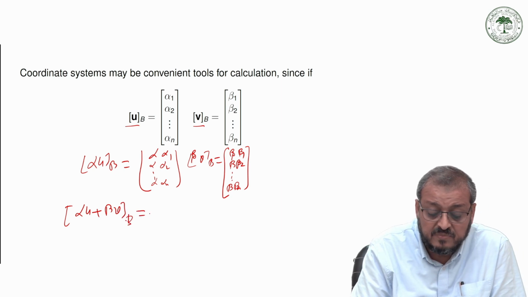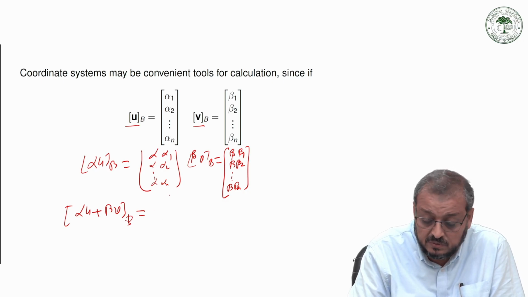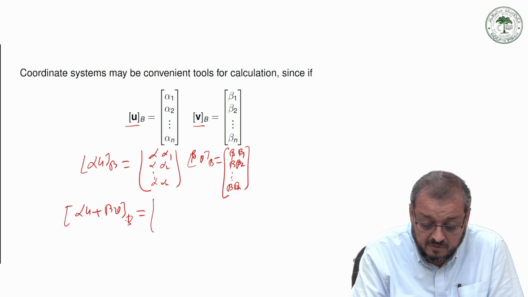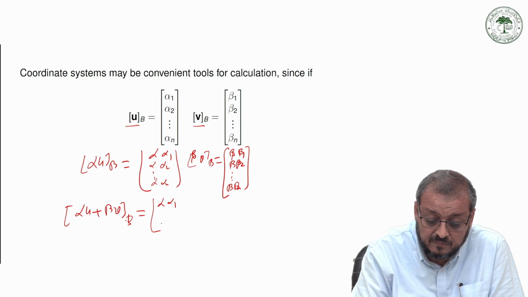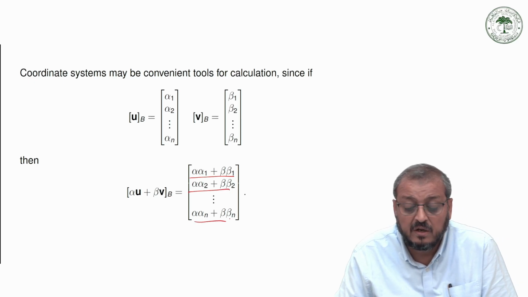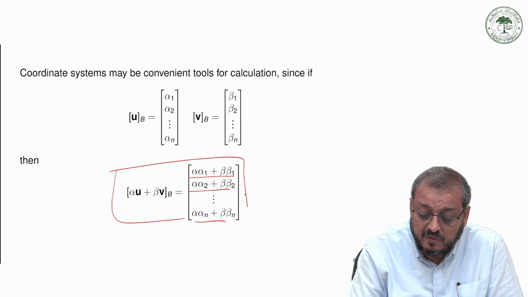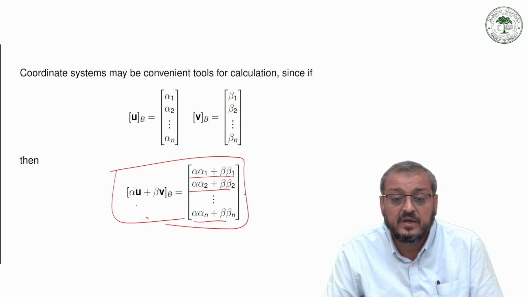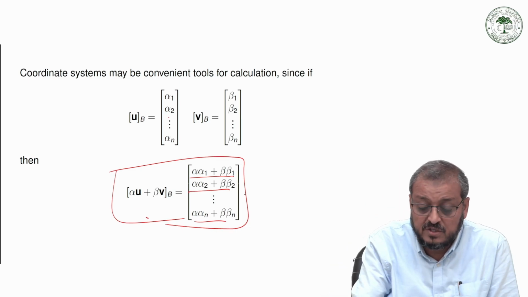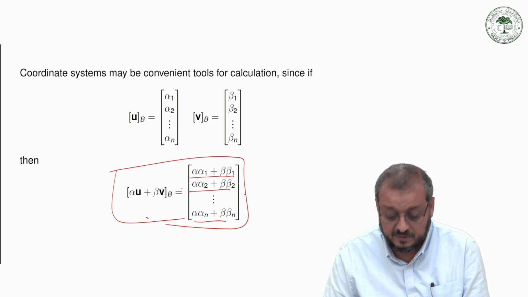If we calculate the coordinate vector of alpha u plus beta v corresponding to this basis B, this is nothing but equal to, we write it as column vectors of this plus this is equal to this. So this can be written in the form of alpha alpha 1, alpha alpha 2, and so on. In a similar fashion we write it in this form. So this represents a linearity condition, that is, scalar multiplication of these and the scalar. So this is also represented in this form.